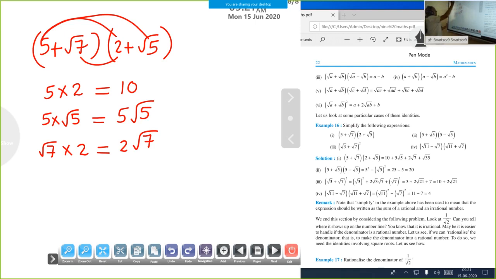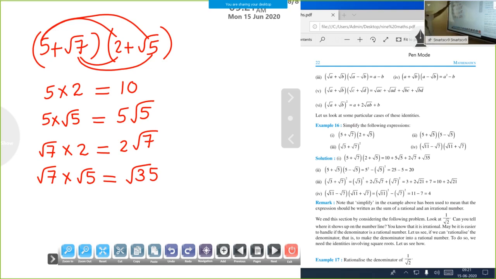Again, root 7 into root 5. Multiply root 7 with both the terms. So root 7 into root 5 equals, both are radical numbers, we can multiply it. So our answer is root 35. These are the 4 terms.